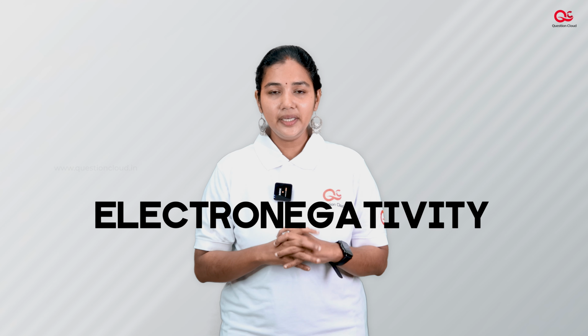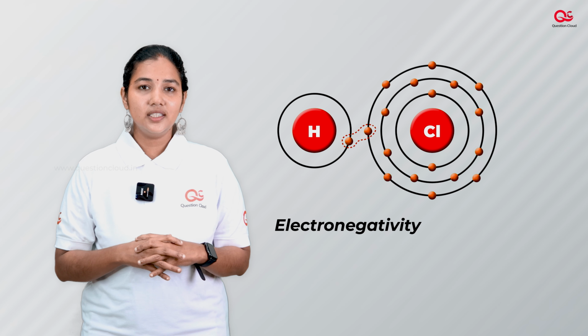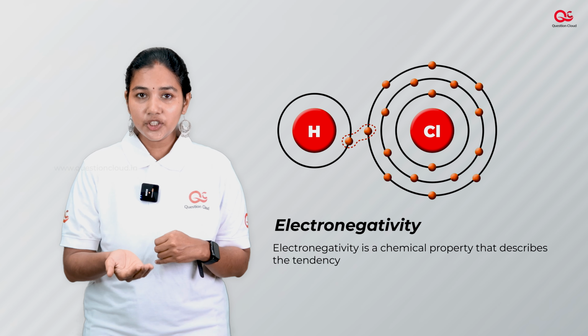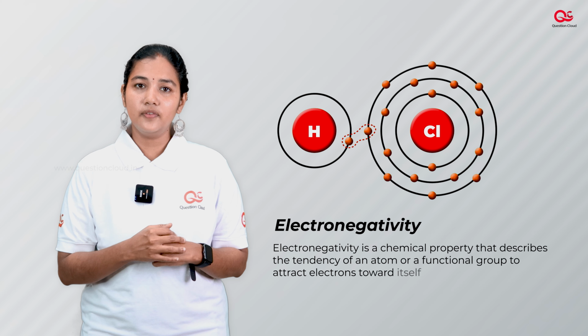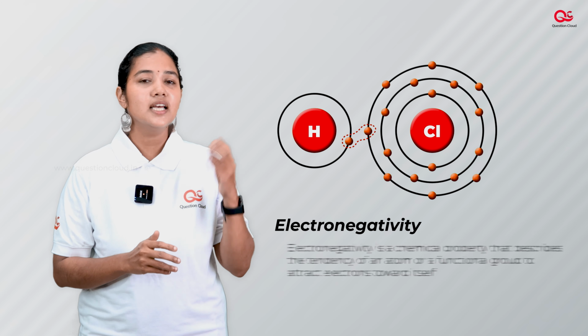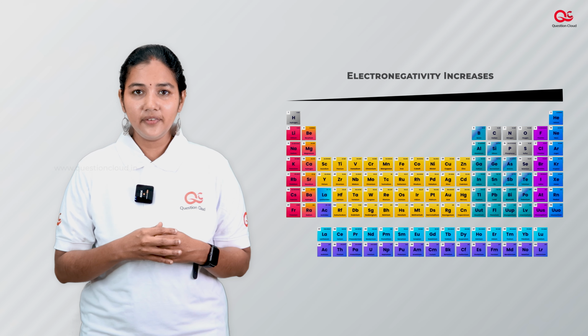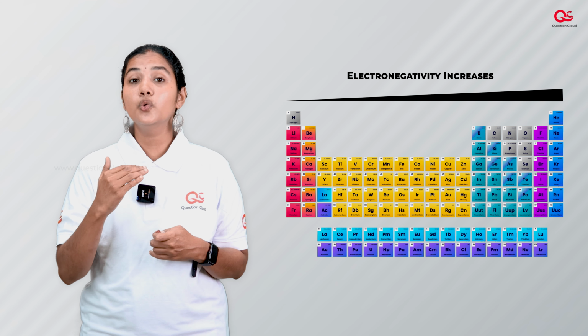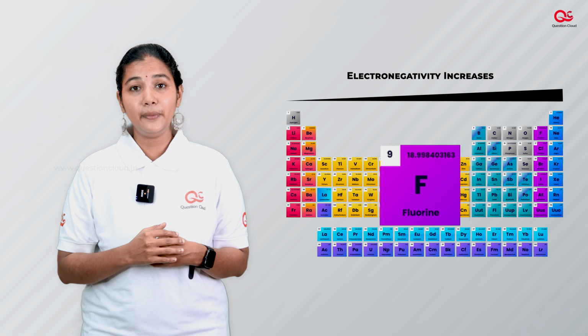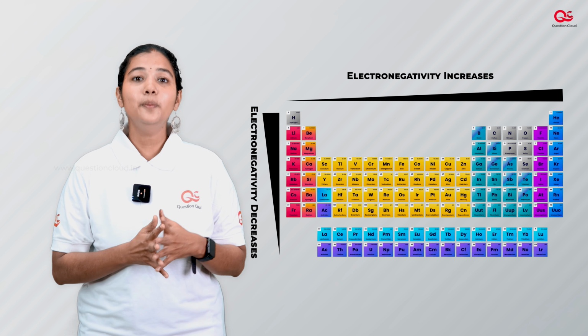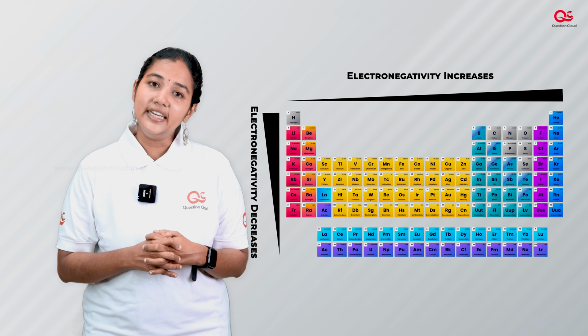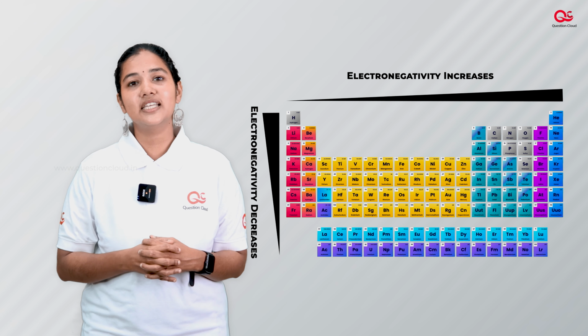Moving to the fourth periodic trend, that is electronegativity. Electronegativity is nothing but the tendency to attract the shared pair of electrons towards itself. Here there is no exceptional case. Along the period, electronegativity will be getting increased because fluorine is the most electronegative element in the periodic table, and down the group, electronegativity will be getting decreased because the metallic nature is getting increased.